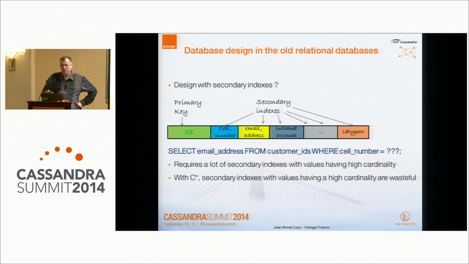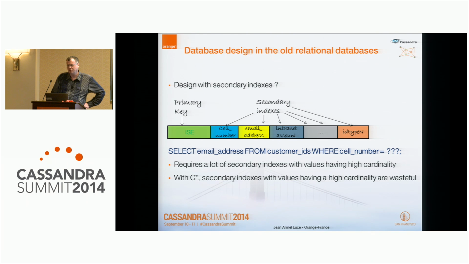But this design, as you can see, requires a lot of secondary indexes, and those secondary indexes have very high cardinality because a cell number is owned by one and only one customer, but the same for the email address and so on. And it is not the best use case for Cassandra, this kind of secondary indexes. That's the reason why we don't want to use this design with Cassandra, and we try to find another kind of design.